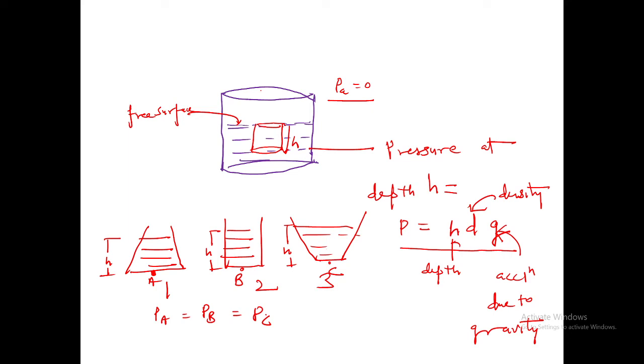If the pressure at a point is P and you keep a small surface of area A at that point, the force exerted by the liquid on this surface has the magnitude F equals PA, because pressure is equal to force upon area, so force will become pressure into area. This force always acts perpendicular to the area.